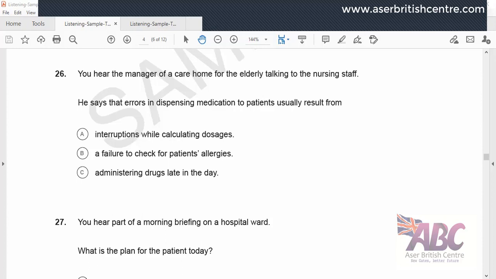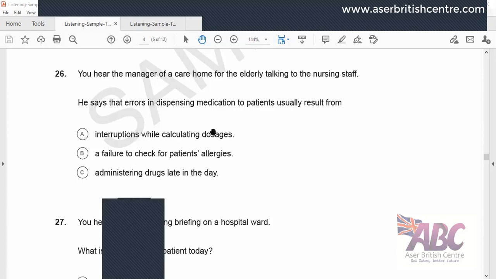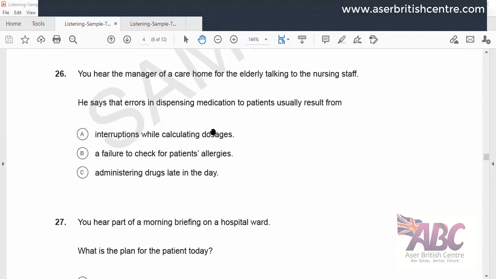I would choose A. Thank you very much. This is right. So the answer here will be A. That's right. So this is how to tackle part A and part B.